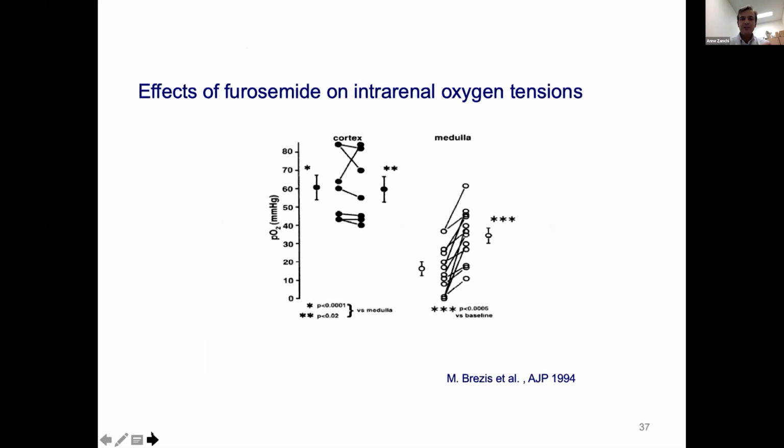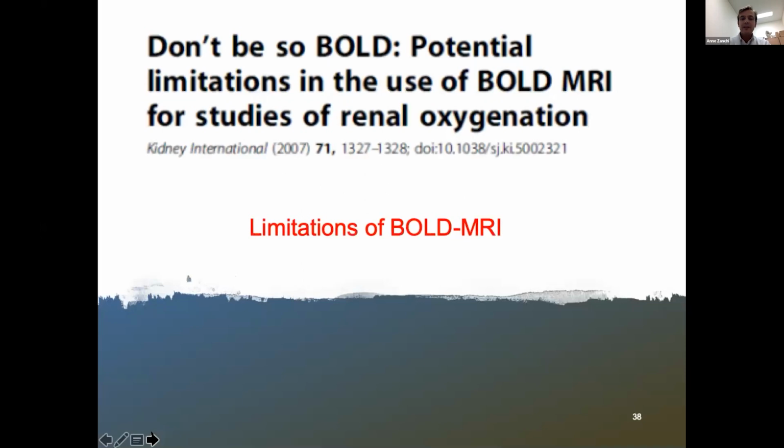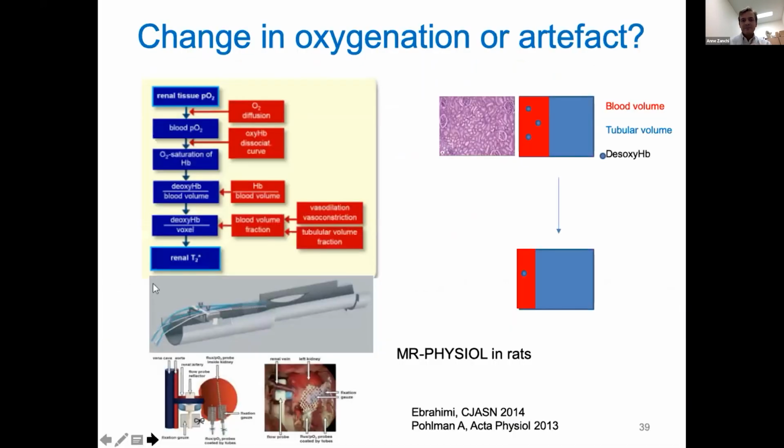This brings us to one very important limitation of BOLD MRI, which is the problem of the blood volume fraction. Next slide. This is nicely illustrated by the group of Berlin.